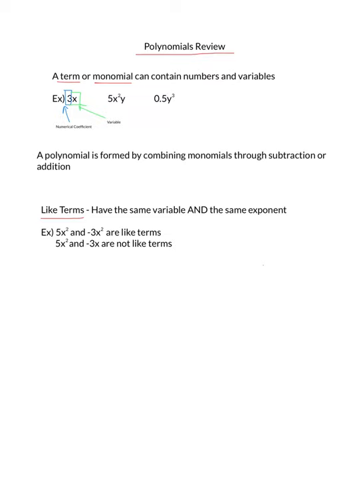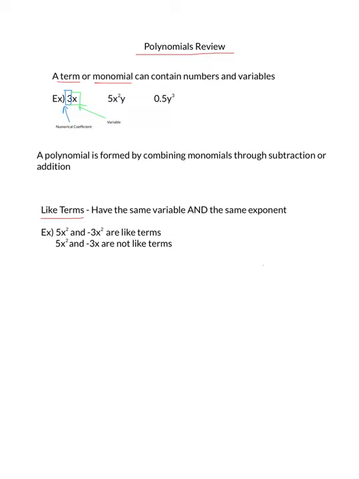A polynomial is formed by combining monomials through subtraction or addition. So everything that we do for the rest of this note is going to be based around polynomials. So a whole bunch of terms combined together.